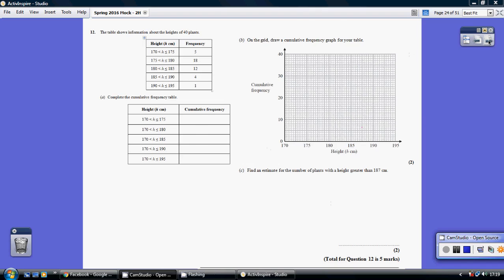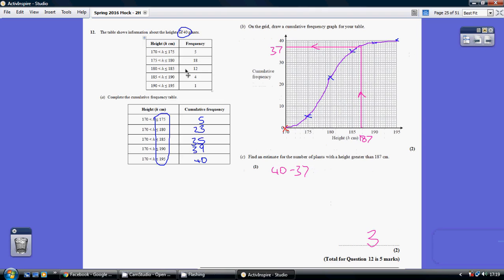Question 12. Now, cumulative frequency must be one of these questions which often crops up towards the end of a paper, but is actually quite straightforward. So this does need to be an area of focus. Cumulative frequency is the running total.